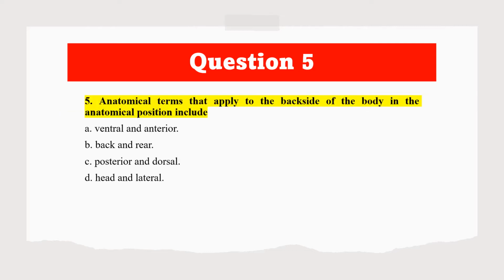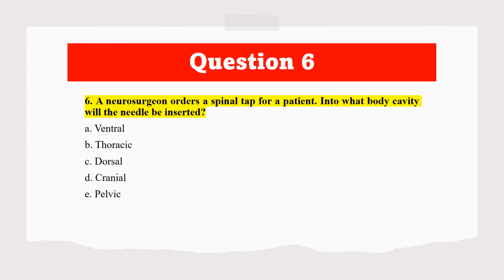Question number 5. Anatomical terms that apply to the backside of the body in anatomical position include: A, ventral and anterior; B, back and rear, posterior and dorsal; or head and lateral. So the answer is posterior, which means back, and dorsal. Question number 6. A neurosurgeon orders a spinal tap for a patient. Into what body cavity will the needle be inserted? The needle will be inserted into the dorsal cavity. Why? Because the spine is posterior.